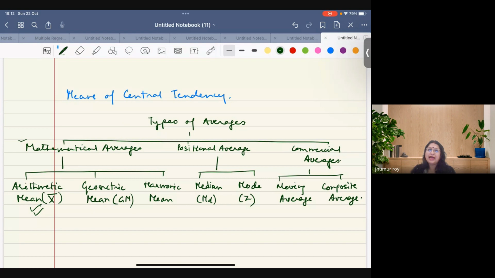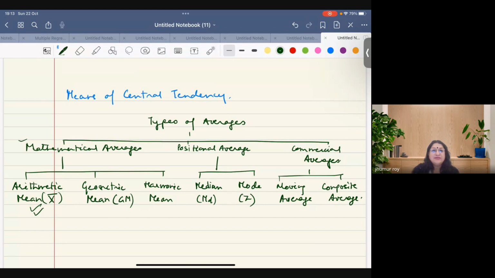Any kind of higher level or more detailed studies later on, like I teach econometrics, even in those much higher level papers, we generally tend to use arithmetic mean as a base. So arithmetic mean is a very, very important average that is used most frequently. We study median and mode also, but the most frequently used average is your arithmetic mean.